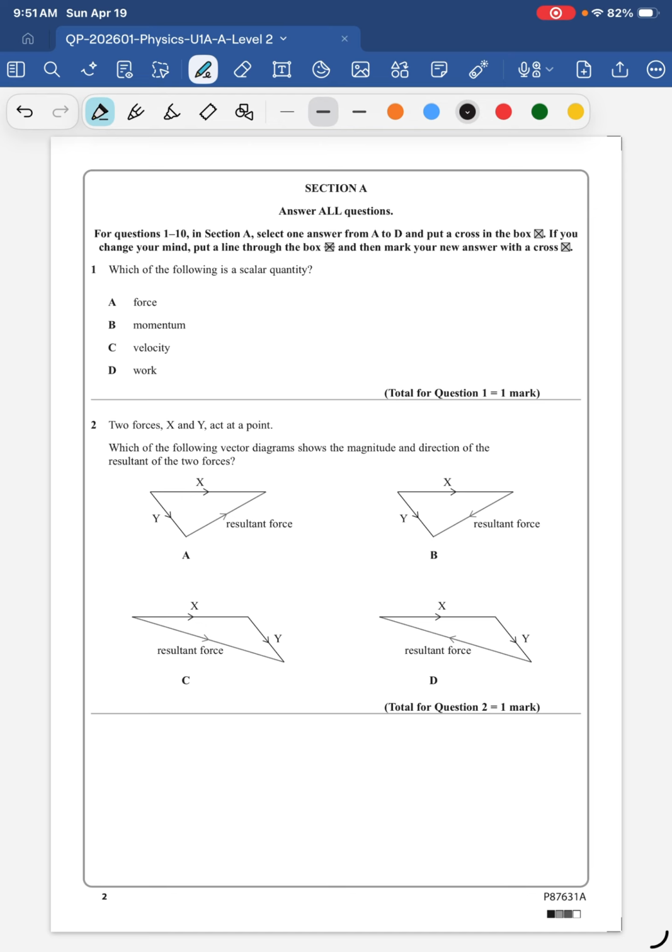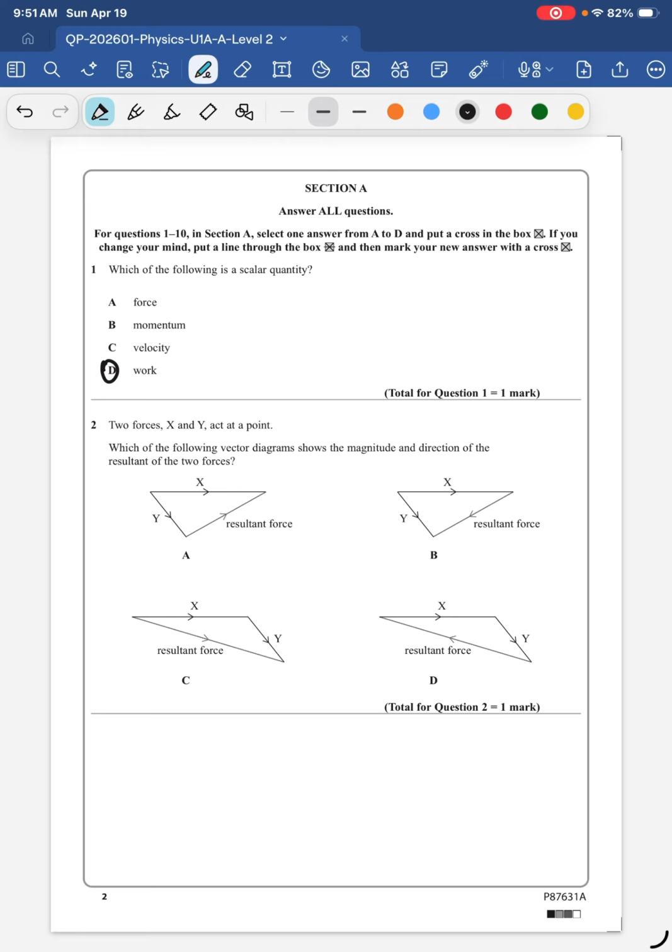Okay, let's start. Question 1: which of the following is a scalar quantity? Force, momentum, and velocity are all, of course, vector quantities. So work is a scalar quantity, and we know this because work cannot have a direction, right? It's energy.